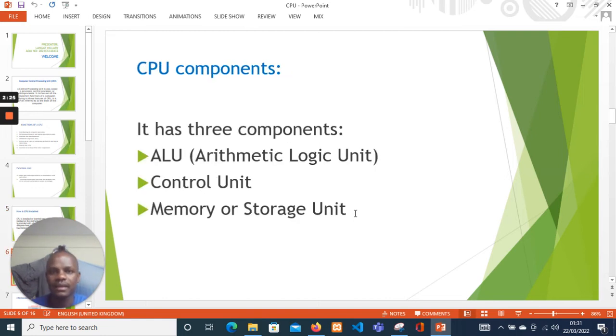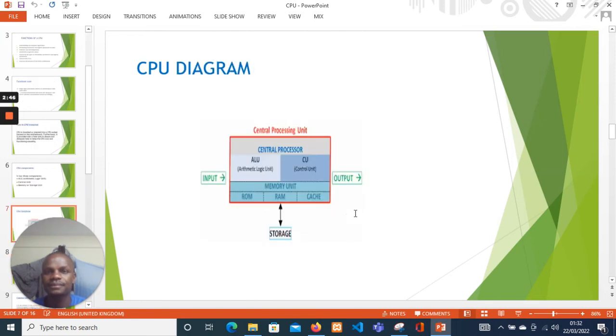So what are the components of the CPU? Normally we have three main components. The first one is the ALU, that one is the arithmetic logic unit. We have the control unit. We have the memory or the storage unit.